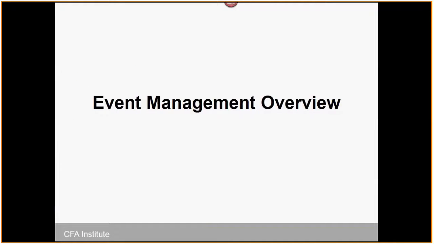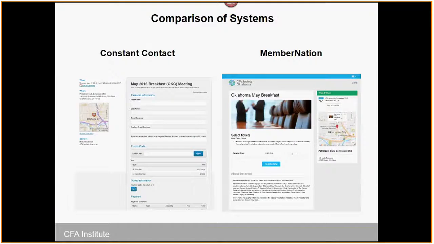So event management. This screenshot shows you a comparison of what the MemberNation event management registration process looks like compared to Constant Contact, which is a platform that's familiar to a lot of societies. So on the left, you can see essentially what a registration screen would look like in Constant Contact, and on the right-hand side, you can see what one might look like in MemberNation.